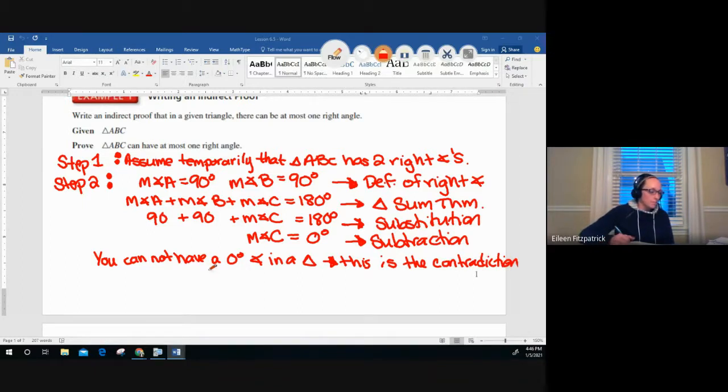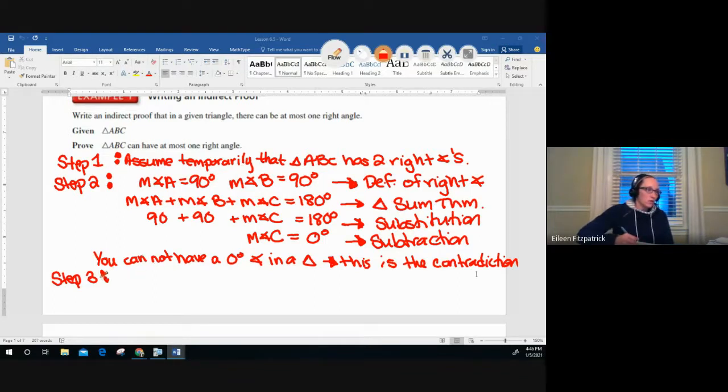All right. So that leads us to step 3. Step 3 says, point out that the desired conclusion must be true since the contradiction proves the temporary assumption is false. So I just proved that triangle ABC cannot have 2 right angles, right? Because I came up with a contradiction. Therefore, using indirect proof, I proved that triangle ABC can have at most 1 right angle.